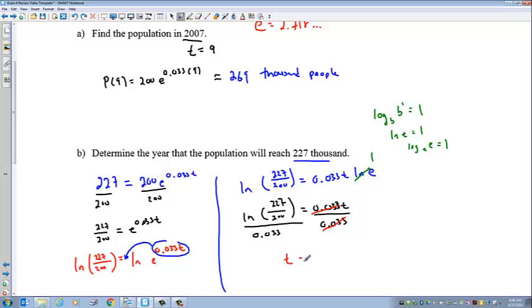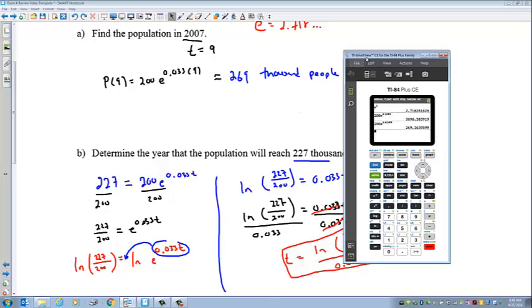So t will be equal to ln of 227 divided by 200, and that's all inside the ln function, and then all divided by 0.033. So that's actually my answer, and that's in years. But if you want, I can approximate this. You have to have the exact answer there, but I can approximate it.